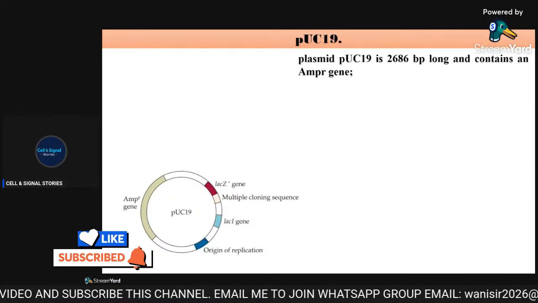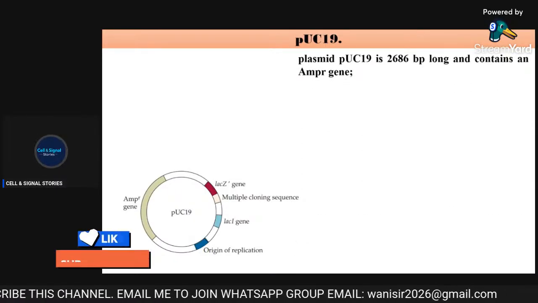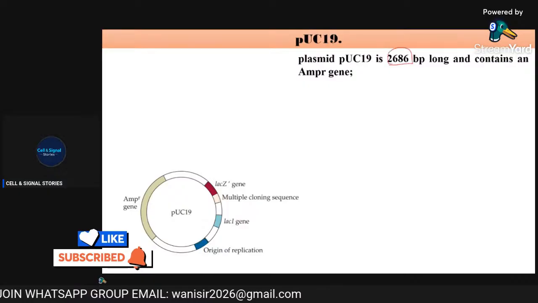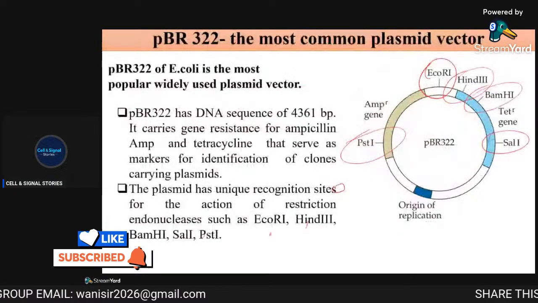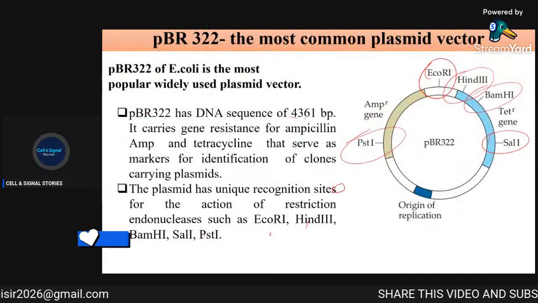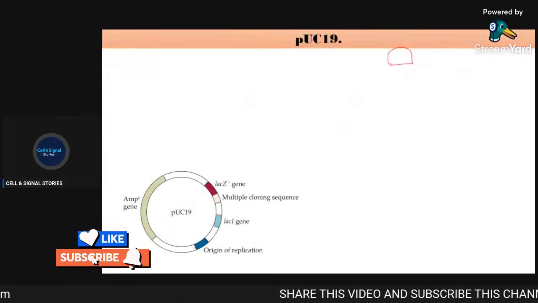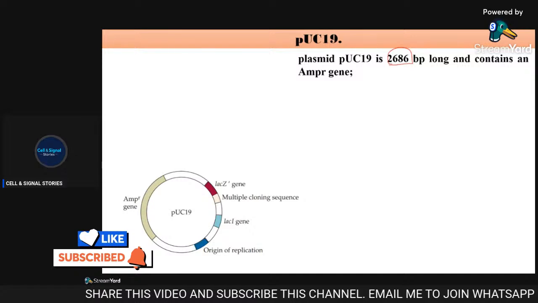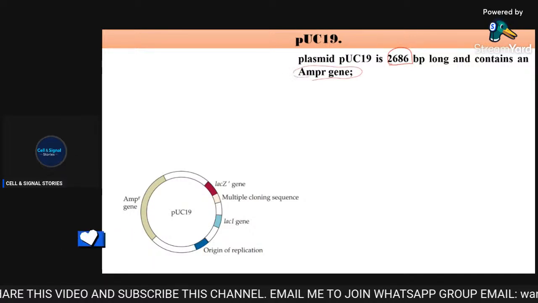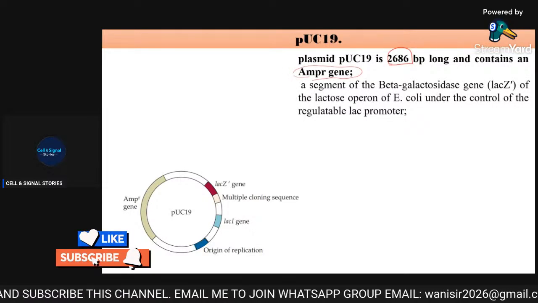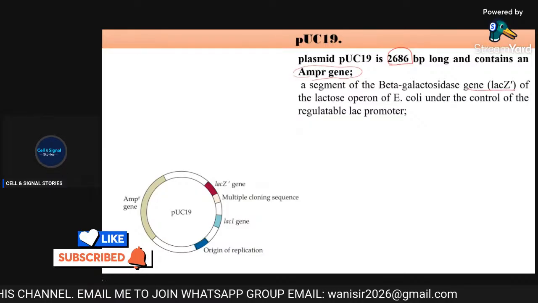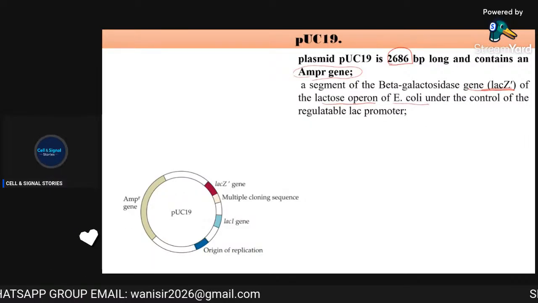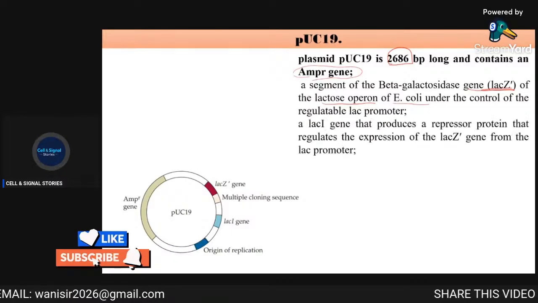Now we have the pUC. pUC stands for Plasmid University of California. You have to remember that pBR is having 4361 base pairs, and it is having 268 base pairs along and contains the ampicillin resistance gene. So the ampicillin resistance gene, and a segment of the beta-galactosidase gene, the lacZ gene of the lactose operon of E. coli, under the control of the regulatable lac promoter.